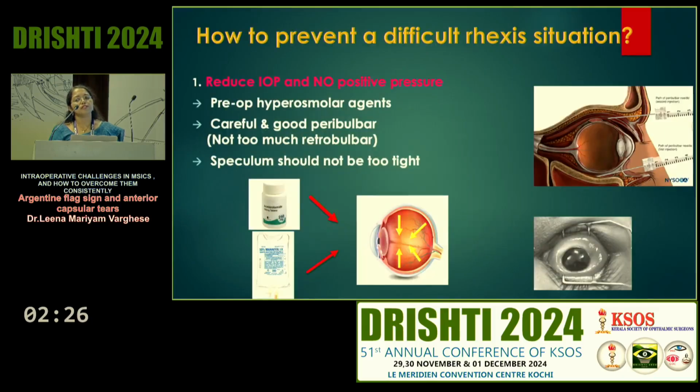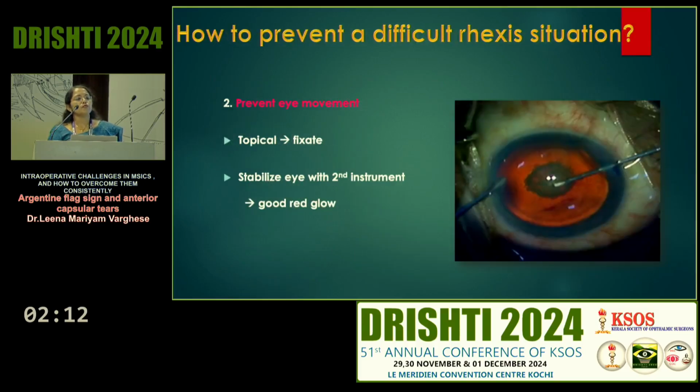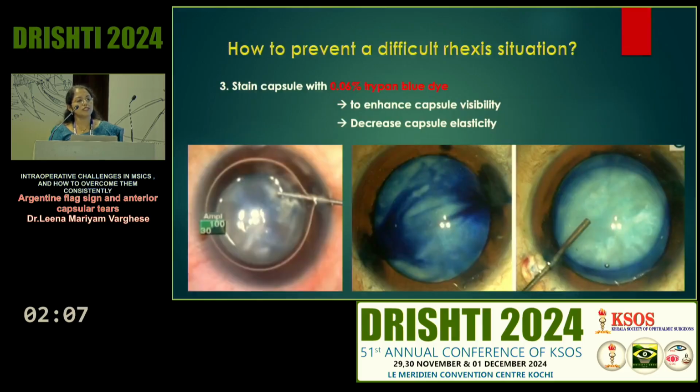Now, how do you prevent this difficult rhexis situation? Every time you do a rhexis, make sure that the IOP is not high. There is no positive pressure. You can use pre-op hyperosmolar agents in case of an intumescent phacomorphic cataract. The speculum should not be too tight. You prevent eye movement. Make sure that the globe is well fixated. You have a very good red glow. Stain the capsule with trypan blue so that you have a better view of the capsule and there is reduced elasticity of the capsule.